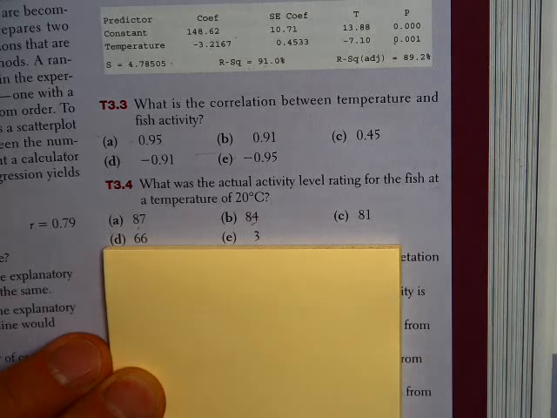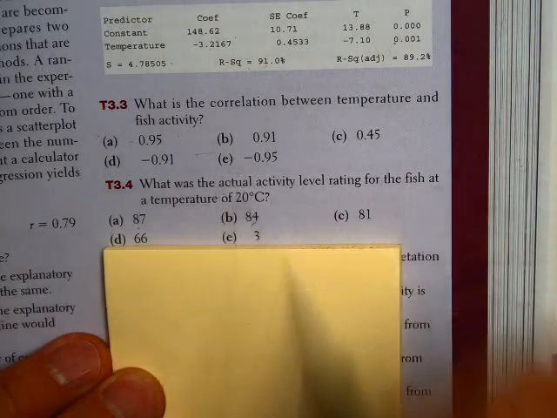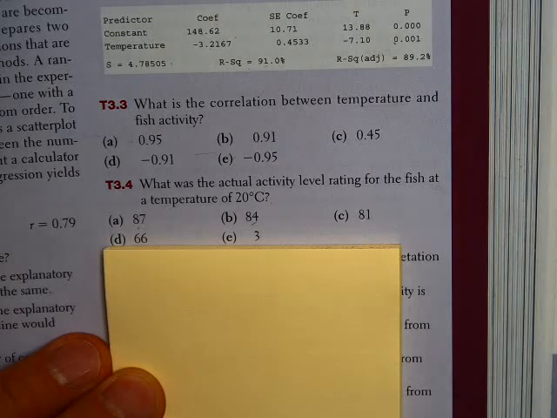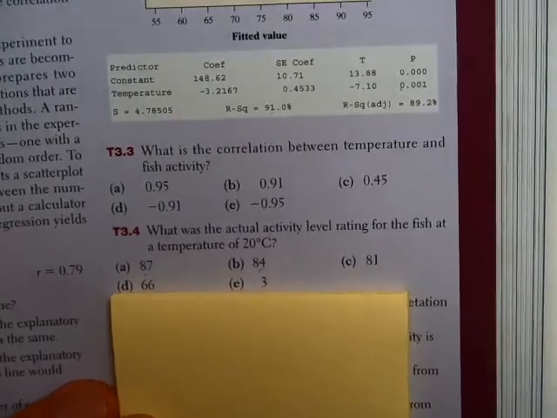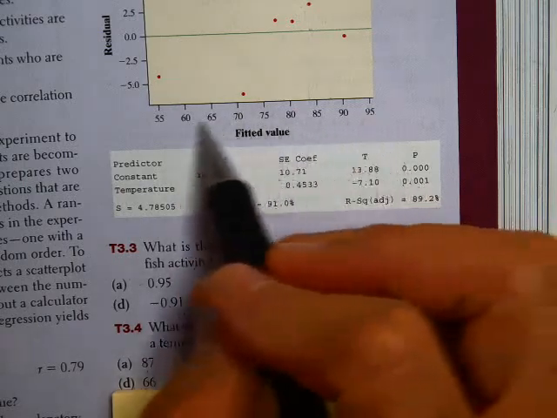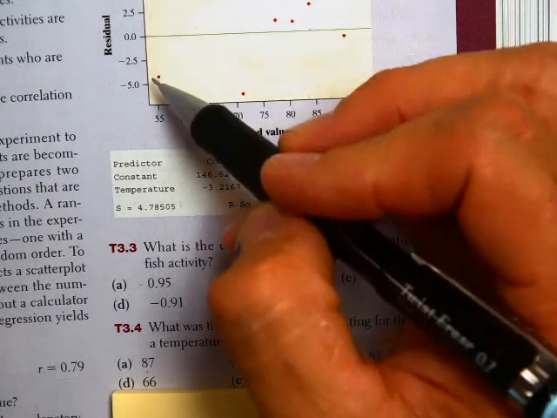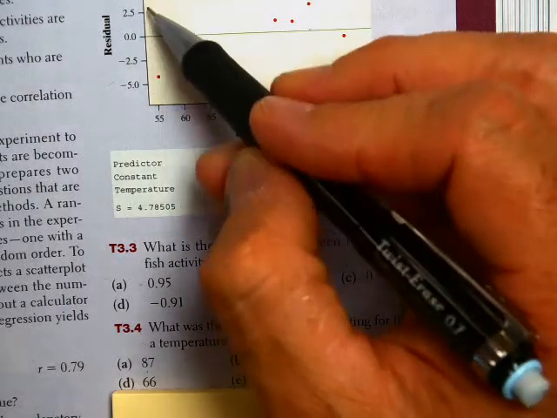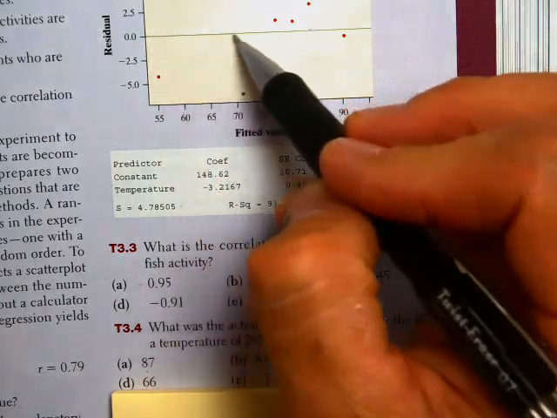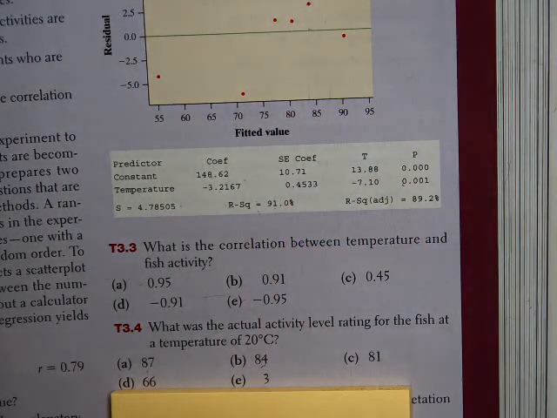So for 3.4, or 4, what's the actual activity level rating for the fish at a temperature of 20 degrees Celsius? The actual is the key here, and activity level is what we're talking about. So if I go back up here to my residual plot, this is activity level, and then this is going to be change from what we expect for the temperature. So if we're right on the line, then the temperature is exactly what we expect for the activity level given.